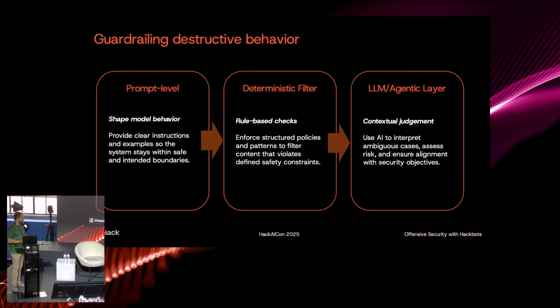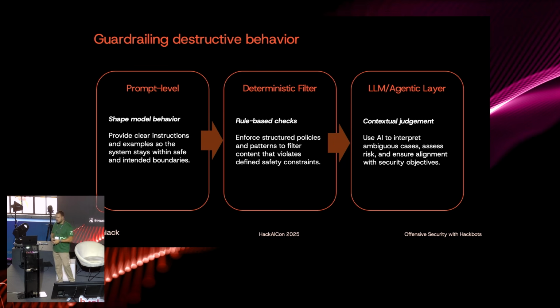And then we have the deterministic filters, like the LLM firewalls, right? You can think about firewalls. Those are rule-based checks. You can have a set of rules, regular expressions, and so on, to enforce structured policies and patterns to filter these kinds of actions that may damage systems. And finally, for some more tricky scenarios, you can also use other agents to evaluate what the original agent was trying to do, a second layer of an agent that is evaluating what is being done, to ensure alignment with the original goals.